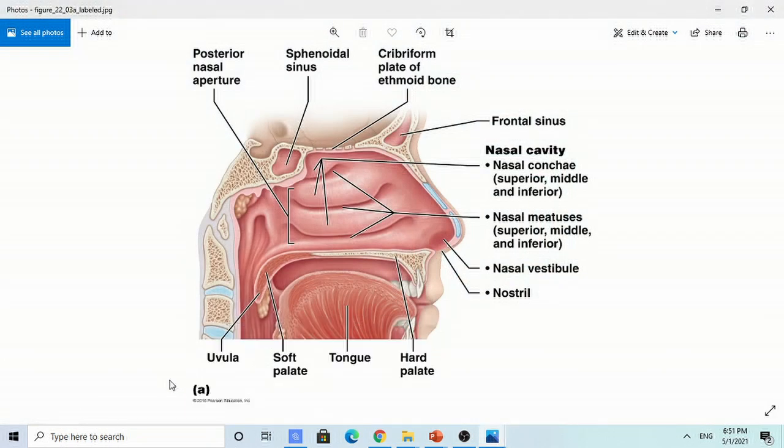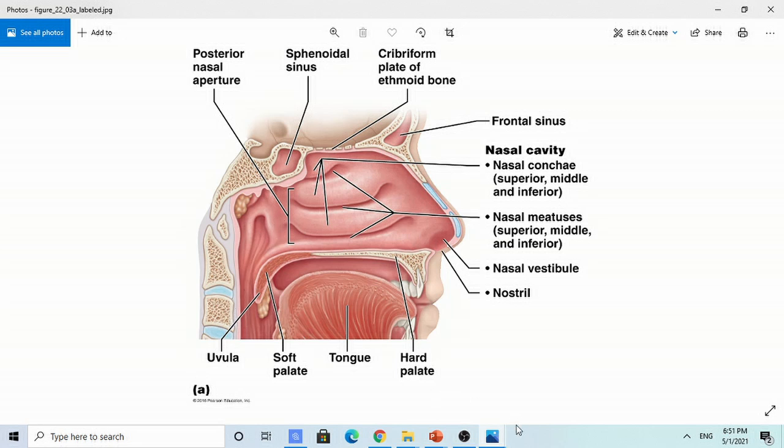If we start with the nasal cavity, within the nasal cavity we can find the inferior, middle, and superior nasal conchae, the pharynx, which is divided into three parts. Actually, we can notice here the nostril and the posterior nasal aperture here.